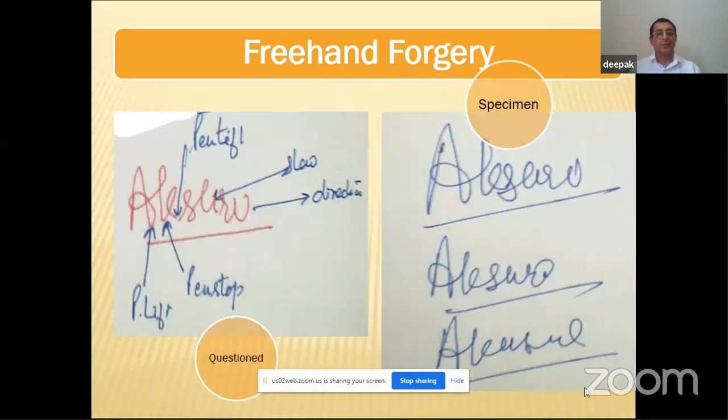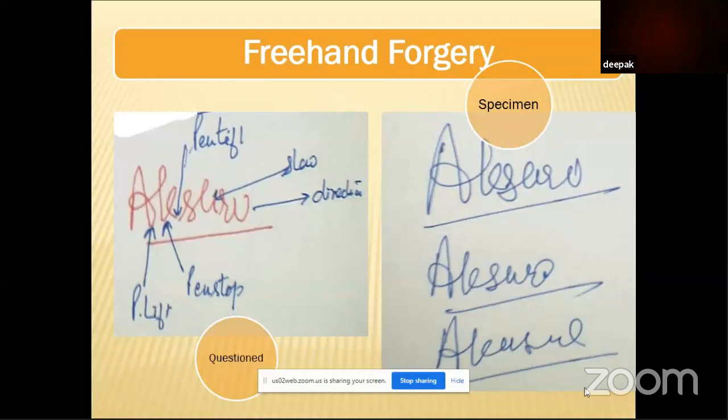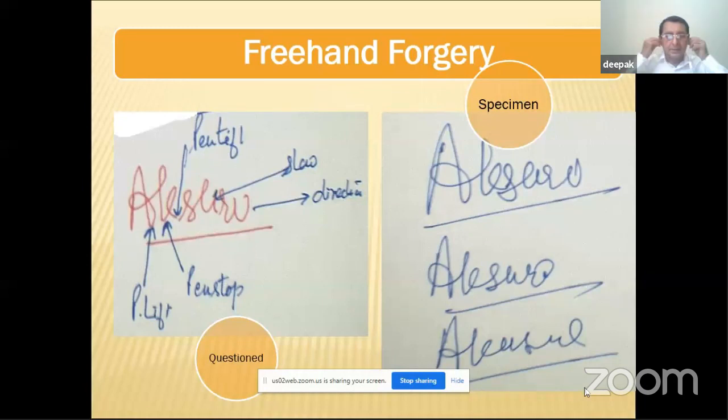Again, I'll show you a case, friends, of a freehand forgery. Can you see this case, friends? On the left side of your monitor is a signature with the red pen, and there are 3 specimens. If you please check these 3 specimens for a second, you find a lot of variations even in the 3 specimens. So these are the type of cases we receive, and even in these 3 signatures you see a lot of variations. I used to say variation, not difference, but there are some common things.